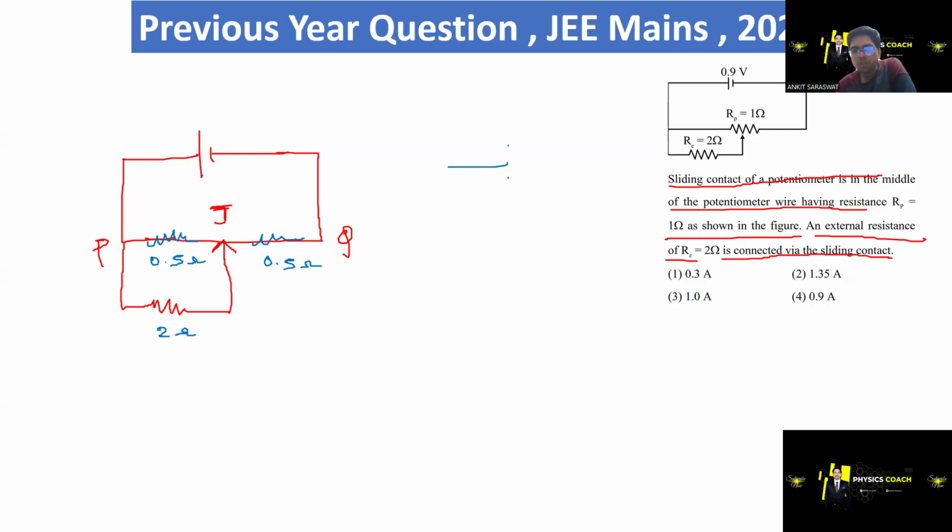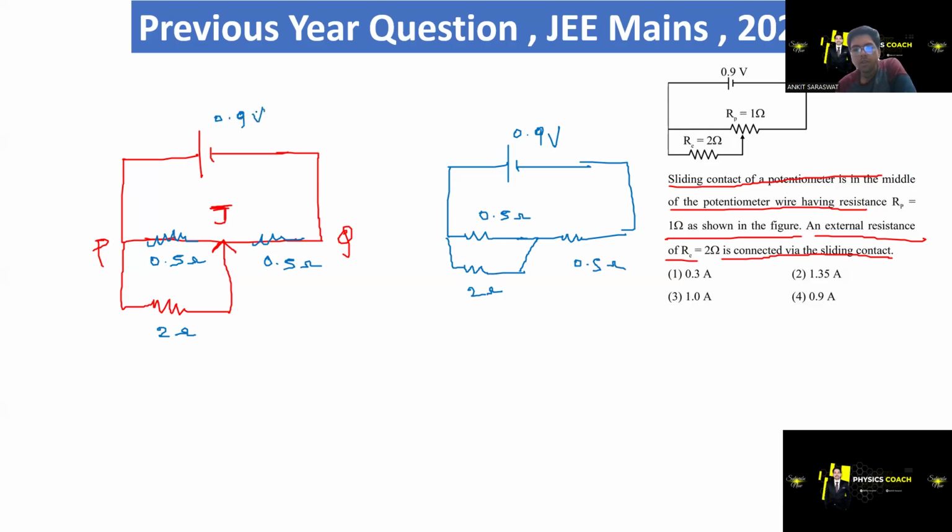So you can redraw the circuit like this. This is 0.9 volt, like this. Redraw. This is 2 ohm, 0.5, 0.5. Directly. Now this question is simple. How much current do you need to find?